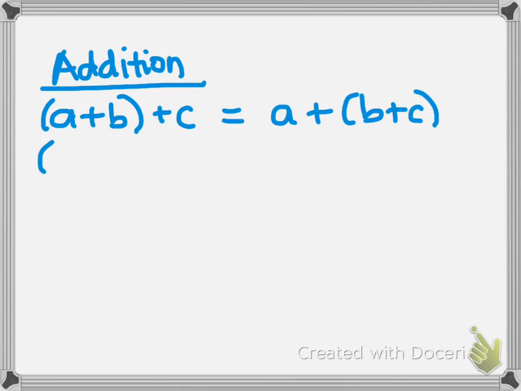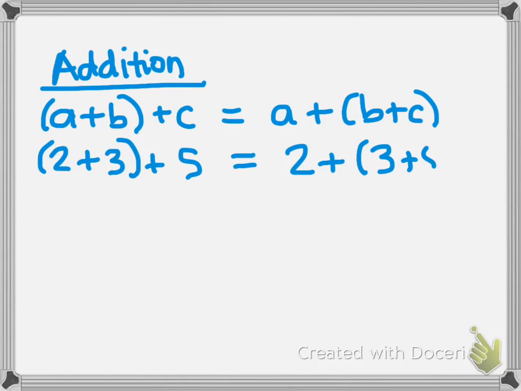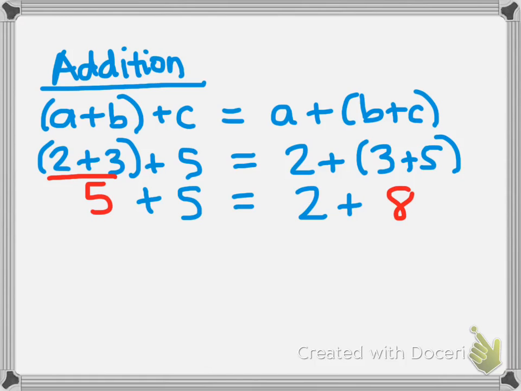Okay, so let's try that with numbers. A is 2, B is 3, and C is 5. Is that the same as 2 plus group 3 plus 5? Alright, so let's try that. We're going to do the parentheses first. So 2 plus 3 is 5, plus 5. Is that the same as 2 plus 8? Okay, and if you notice, they are the same, so associative property. So even if you change the grouping and the order is the same, the answer is going to be the same. So 10 equals 10.